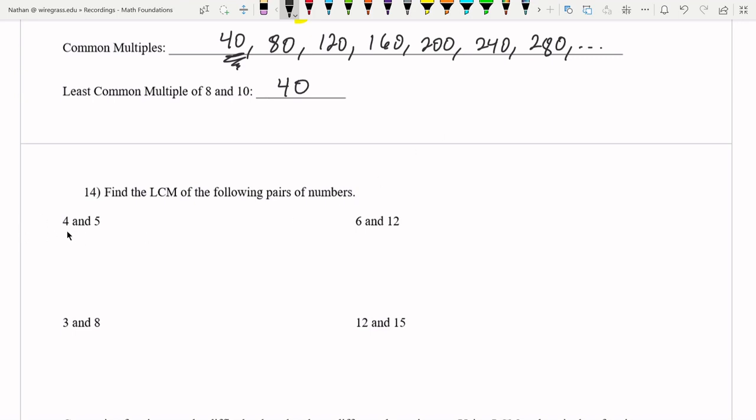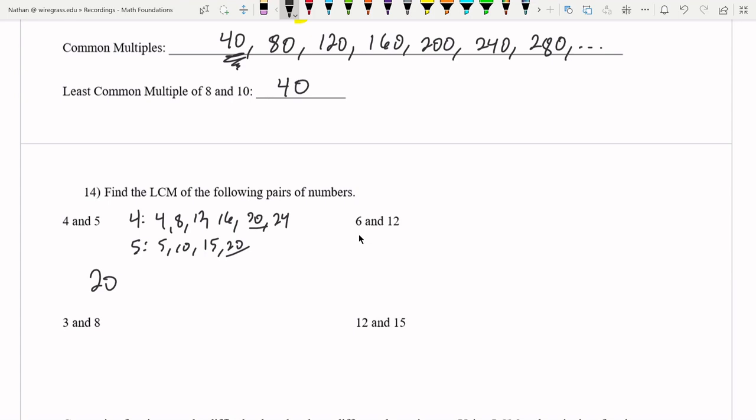So for 4 and 5, we have multiples of 4: 4, 8, 12, 16, 20, 24. For 5: 5, 10, 15, and 20. I can stop there because I can see the least common multiple is going to be 20. That's the first one that I saw, so that's going to be the least common multiple.